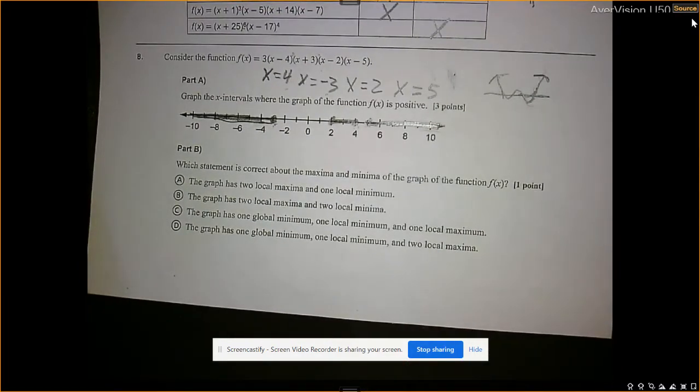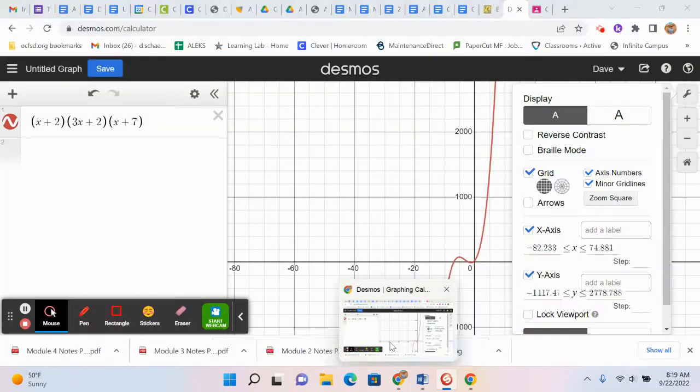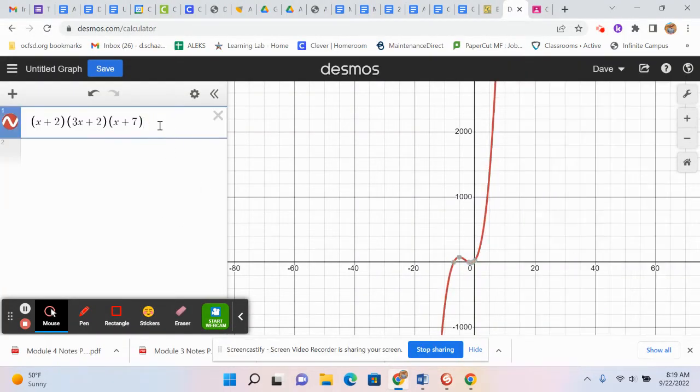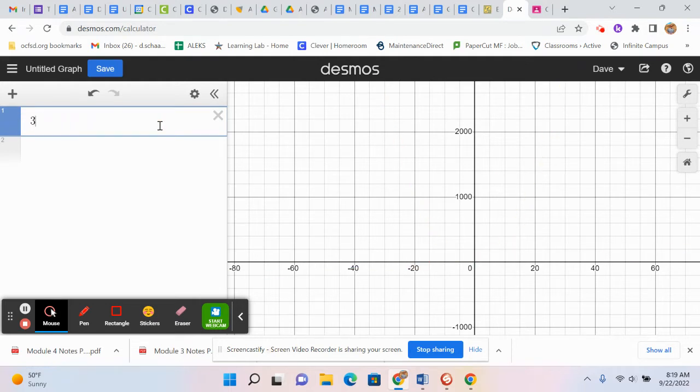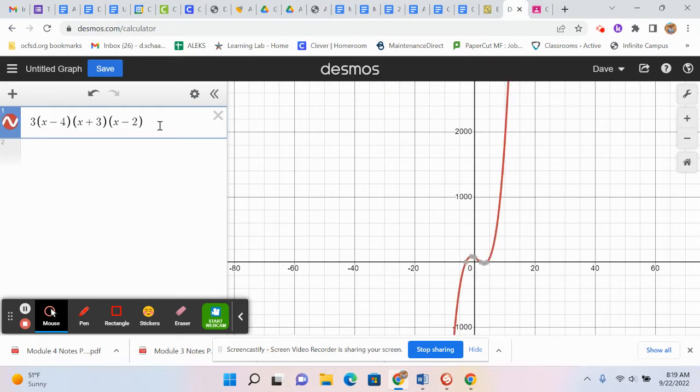I will go ahead and do that actually so that we can answer part B. We're getting there. We're almost done. Very last one. So entering this into Desmos, I'm just entering my original equation at the top. 3 times x minus 4 times x plus 3, times x minus 2 and x minus 5.